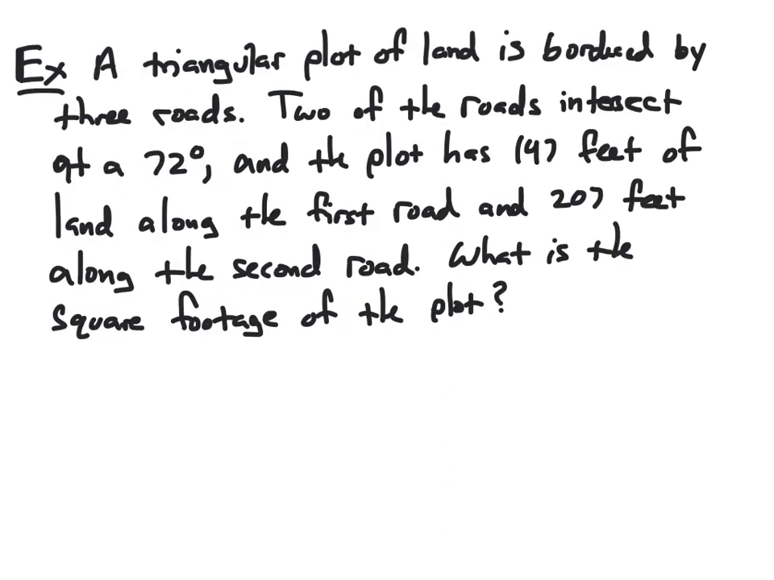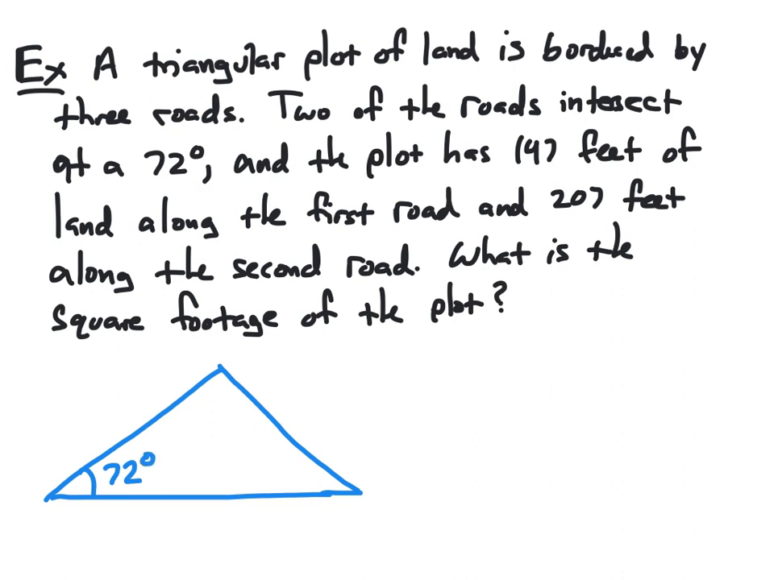So for an example, suppose we have a triangular plot of land that's bordered by three roads. Two of the roads are going to intersect at a 72-degree angle, and the plot has 147 feet of land along the first road and 207 feet along the second road. And we'd like to find the square footage of the plot. So for example, we might just draw a general triangle here. Looks something like this. This would be our 72-degree angle between our two roads. We have 147 feet along one of those roads and 207 feet along the other.